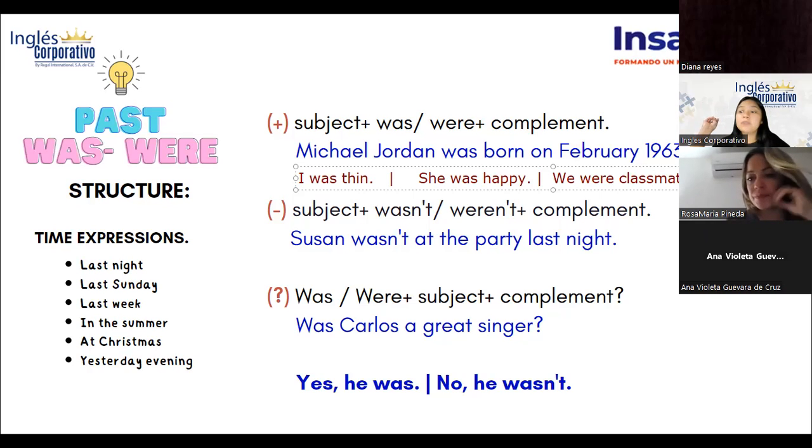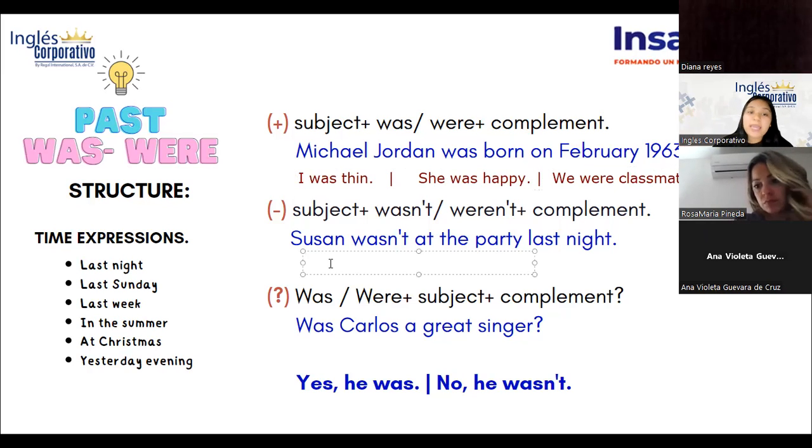Questions? Bless you. Questions? No? Okay. Thank you. All right. So let's move. And now let's talk about negatives. So in the negative, we are going to use the subject, wasn't or weren't, and the complement. And we have the example. Susan wasn't at the party last night.